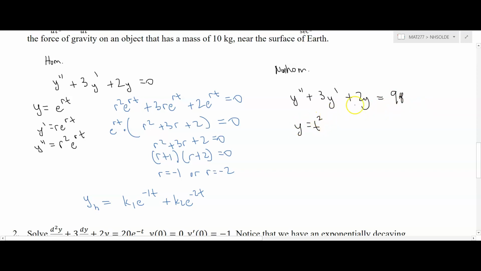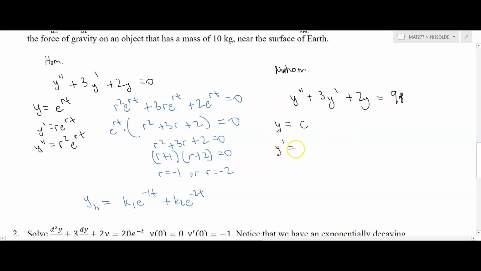Same thing for t squared. Well, that means I'm going to plug in 2 for the second derivative, 2t here, and t squared here, and there's no way that a constant plus a linear plus a quadratic will add up to 98. So the only way for this to happen is if y is equal to some constant. So let's go with it and see where this leads us.